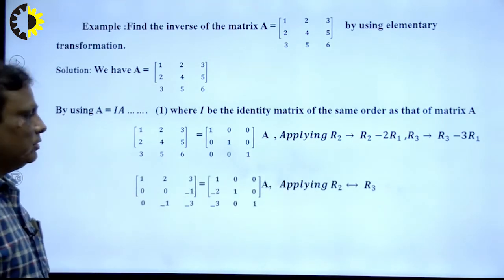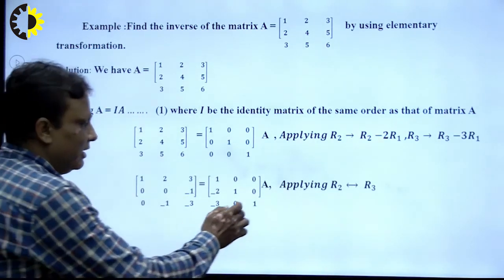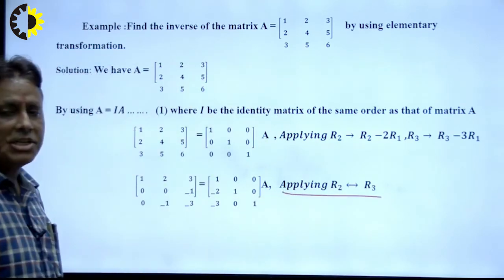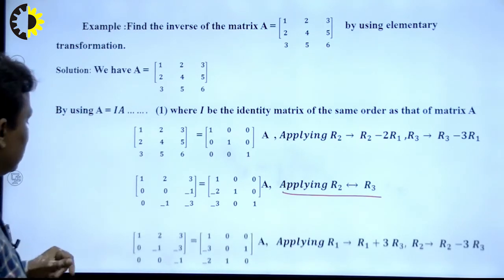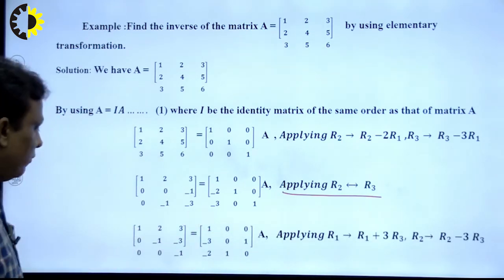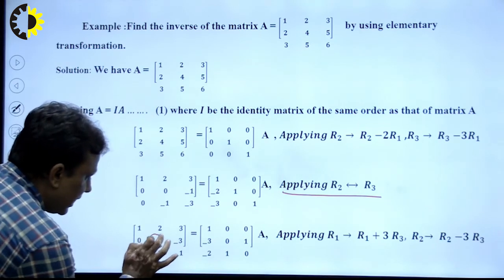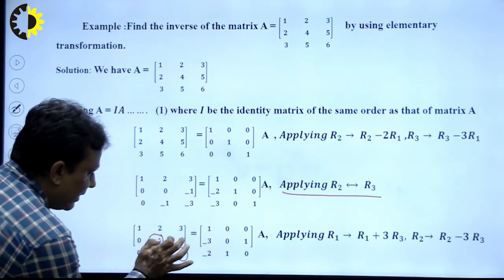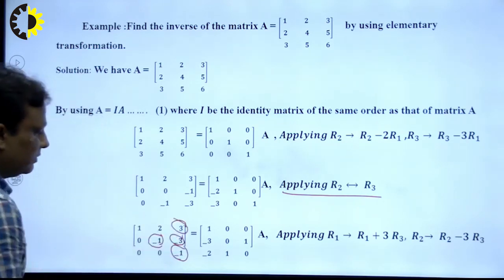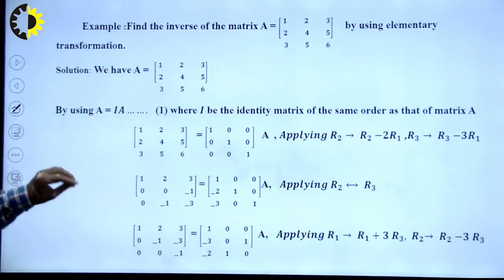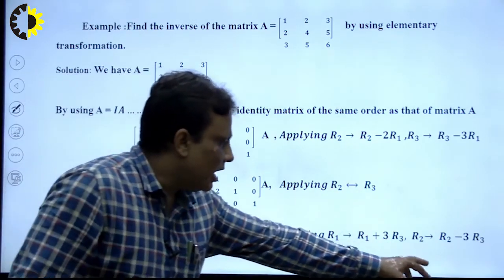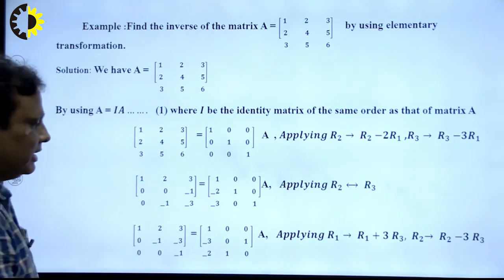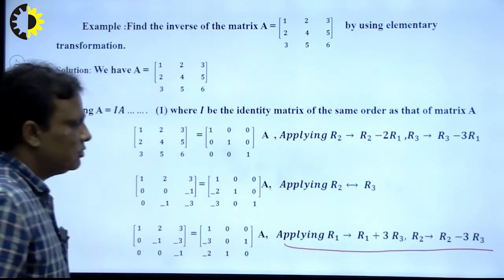Now I apply the operation R2 interchange with R3 because this one becomes here. So what will be the solution of this matrix? The solution will be this. Now with the help of this element, I want to create 0 here and 0 here. So I apply the rule R1 arrow R1 plus 3 R2 and R3 arrow R3 minus 3 R2. I write here, and with the help of this operation we get this result.